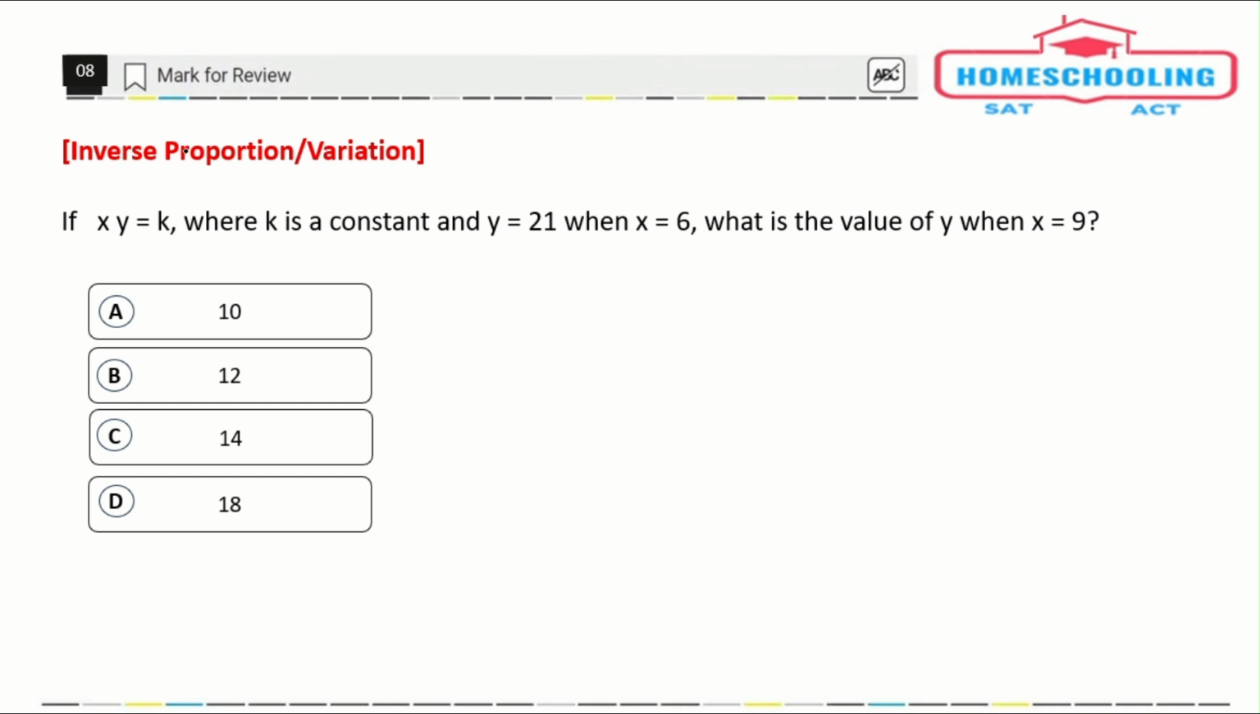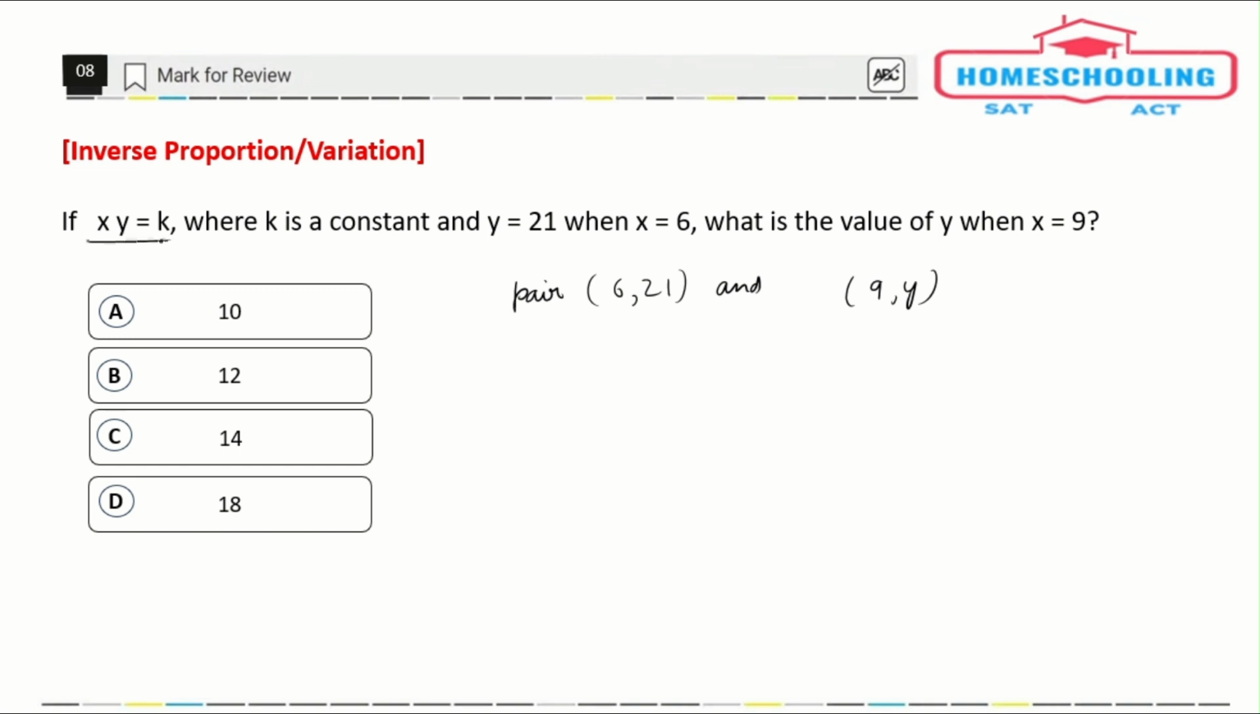Question number 8 says that if x into y is equal to k, where k is a constant, and y is equal to 21 when x is equal to 6. So we have one ordered pair here: when the value of x is 6, then y is 21. And what we have to find is the value of y when x is 9. So there's one more pair, 9, and we have to find y.